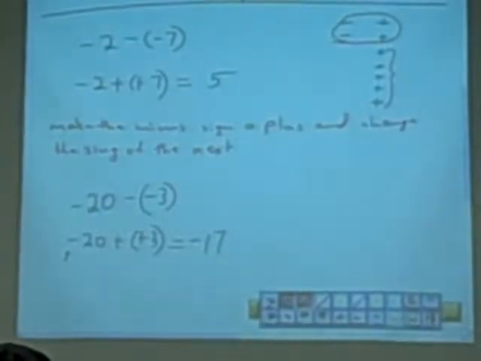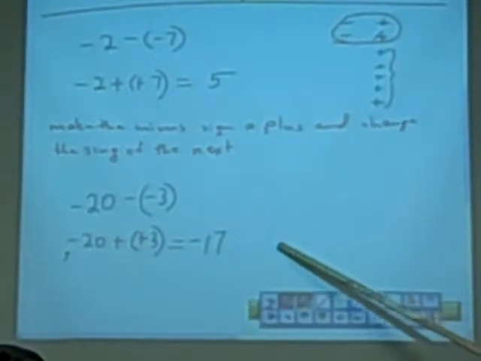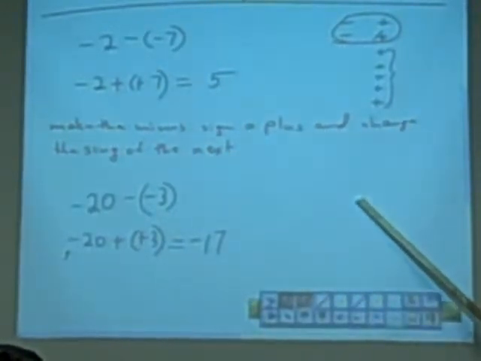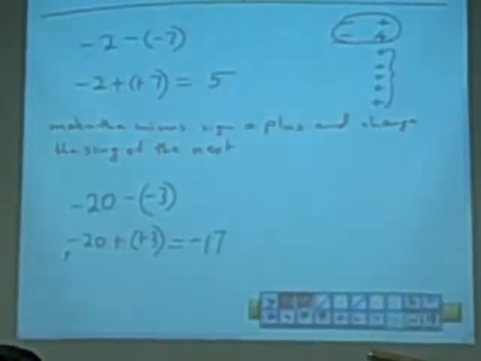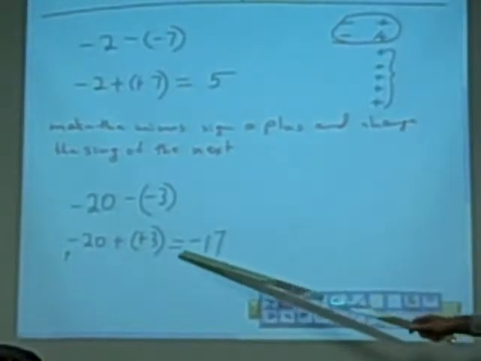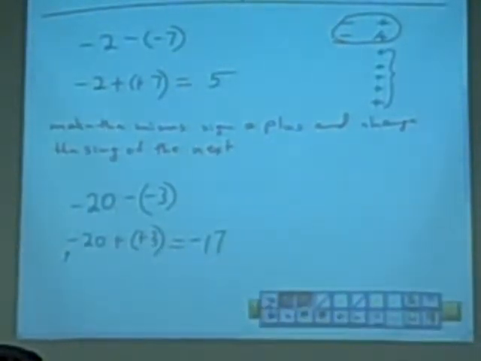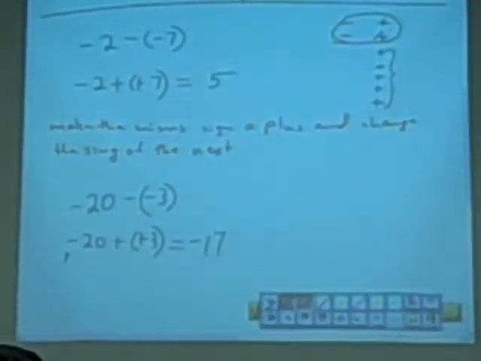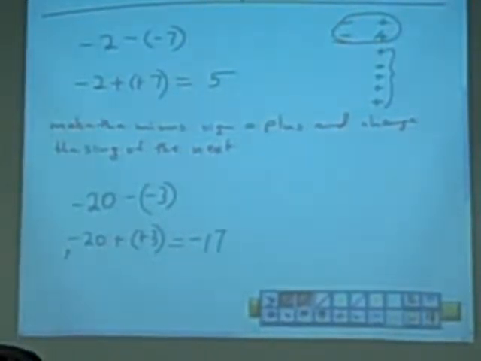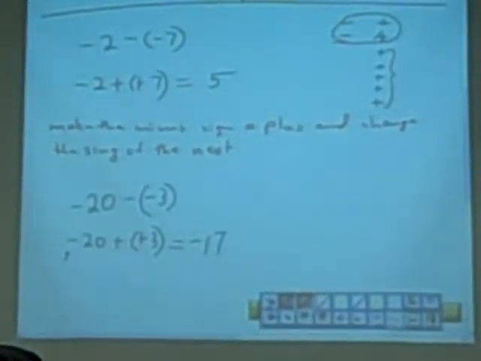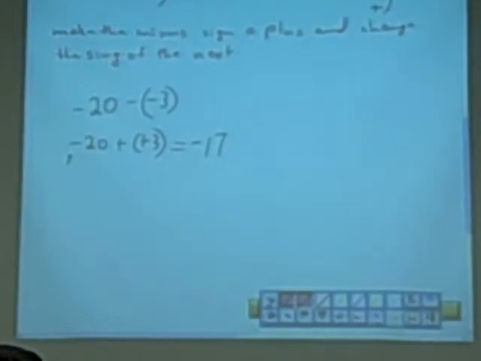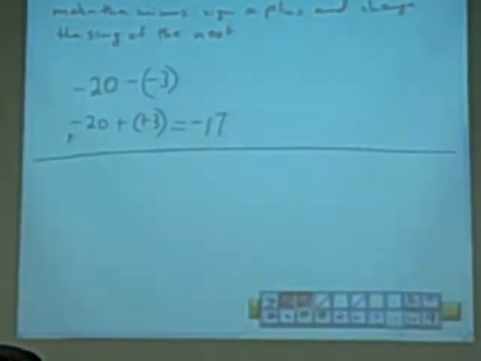Okay, and so over here, if you lined up all the positives and the negatives together, you're only going to see 3 positives and 20 negatives. You're going to have a lot more negatives than you're going to have positives, right? So that's why your answer is negative. Okay? Alrighty. Any other questions with that?